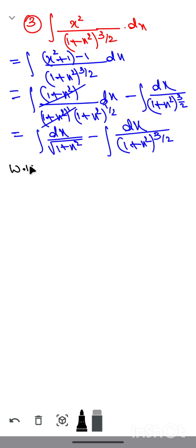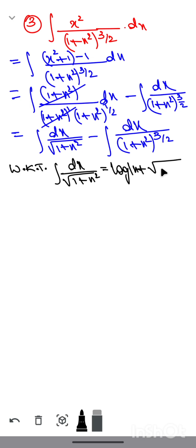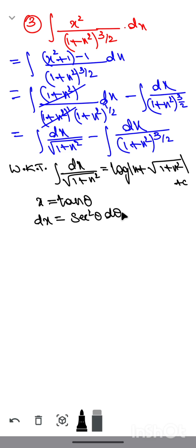Before that, I will write one standard formula to find the integral of the first term: integration of dx whole divided by root of 1 plus x square is nothing but log of modulus of x plus root of 1 plus x square plus c. This is the formula for the integral of the first term. Now to find the integral of the second term, we take x equal to tan theta. When x is equal to tan theta, differentiating both sides, LHS with respect to x and RHS with respect to theta, we get dx equals secant square theta into d theta.